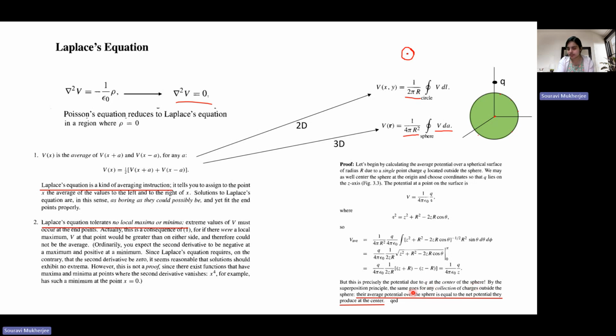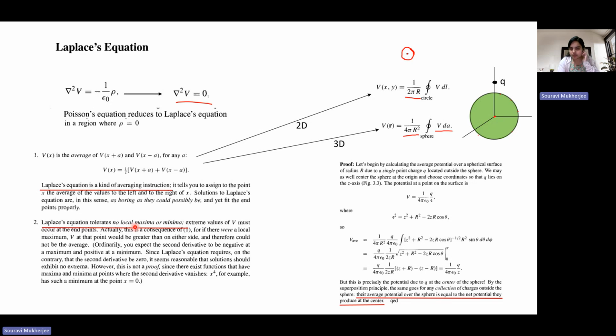So by the superposition principle, the same goes for any collection of charges. Okay. So that means the average potential over a sphere is equal to the net potential they produce at the center, whenever your Laplace equation is satisfied. So the solution of the Laplace equation is an average of the potentials that are around it. Okay. Now, because it's an average, what it also means is that Laplace equation tolerates no local maxima or minima.